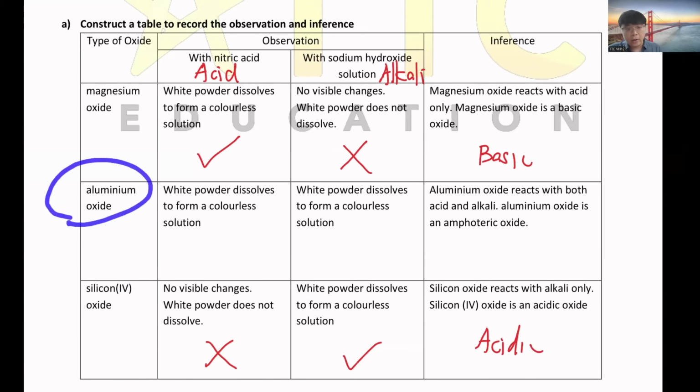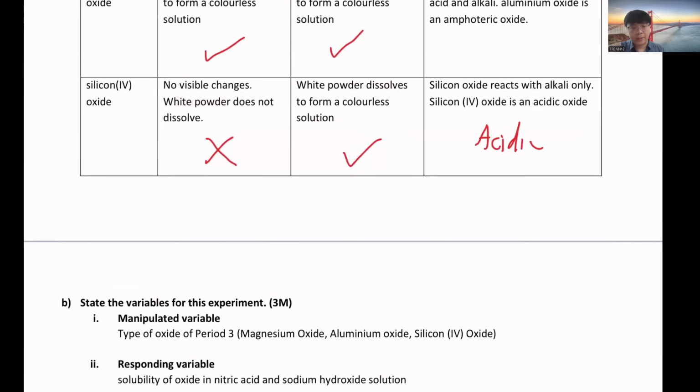After that, for aluminum oxide, it can dissolve in both. That means it can react with both acid and alkali, so aluminum oxide is amphoteric. Amphoteric oxide means it has both basic and acidic properties. So this is the one that you need to know.